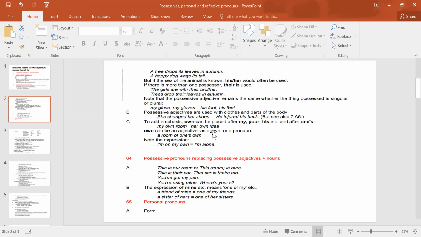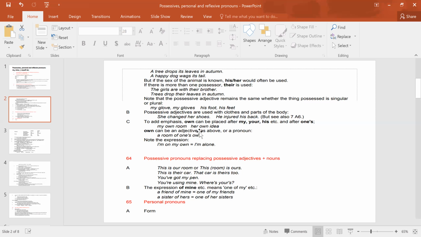To add emphasis, own can be placed after my, your, his, etc. and after one's. So if you want to add emphasis in these cases, you can do so by using own after these possessive adjectives. For example, you can say my room, but you can also say my own room. When you say my own room, you are adding emphasis over the possession. You are showing that it's your room, it belongs only to you.